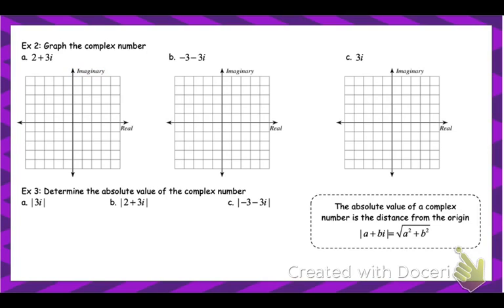So 2 plus 3i, basically this is going to be our over 2, because it's real. That's the real part. And then the imaginary component is 3, so then I would go up to 3, and that's where I would plot that point. So negative 3 minus 3i has a real component of negative 3, imaginary component of negative 3, so there's my point. 3i is just going to be right up here because it doesn't have that real component, it's just that imaginary component.